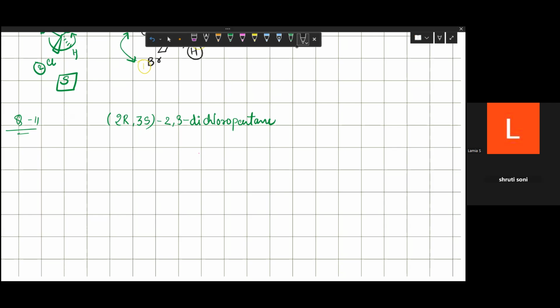You are on mute if you're trying to ask anything. Oh, I was on mute? Yeah. I was saying I don't know why I keep drawing the cyclic structures. That's wrong. No issue. Okay, so two needs to be R, three needs to be S. 2,3-dichloropentane. Okay.